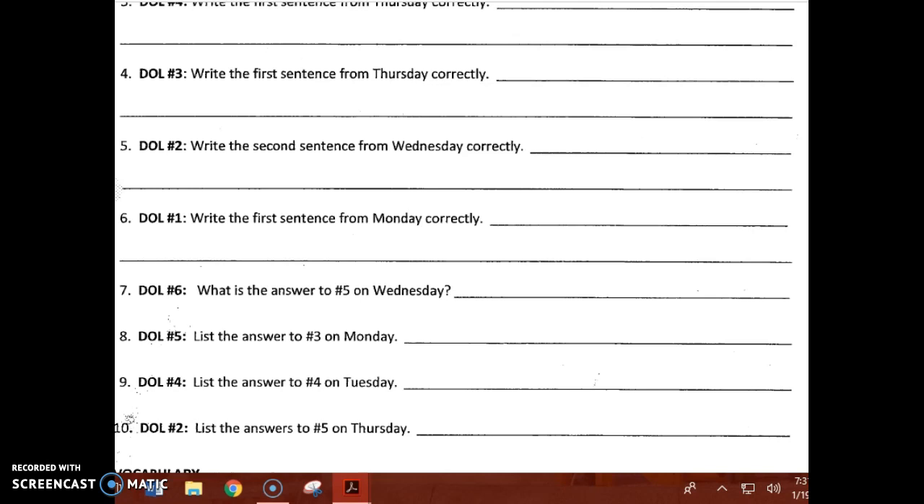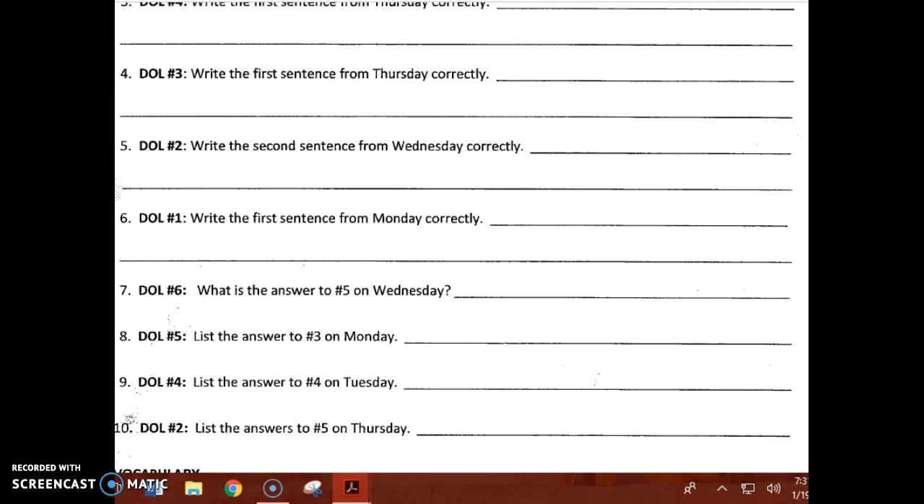Number 5, look at DOL number 2 and write the second sentence from Wednesday correctly. Number 6, DOL number 1. Look at DOL number 1 and write the first sentence from Monday correctly. Number 7, we're back to DOL number 6. What is the answer to number 5 on Wednesday?